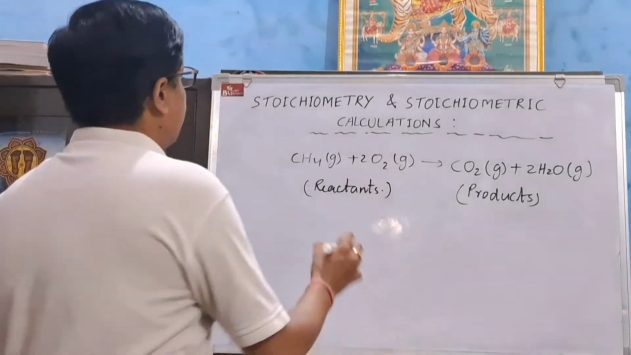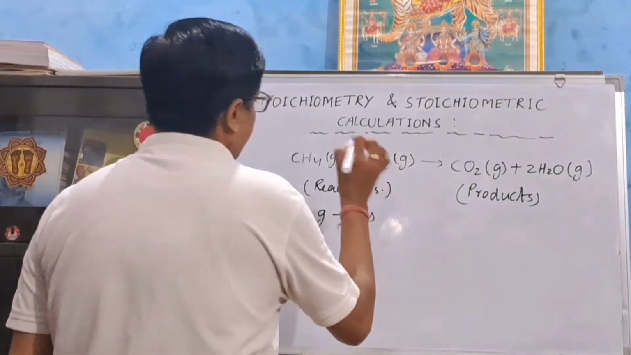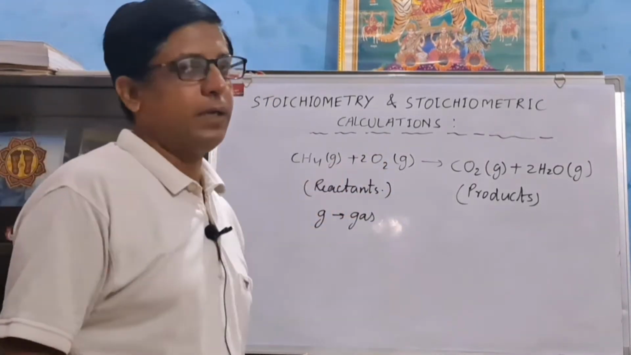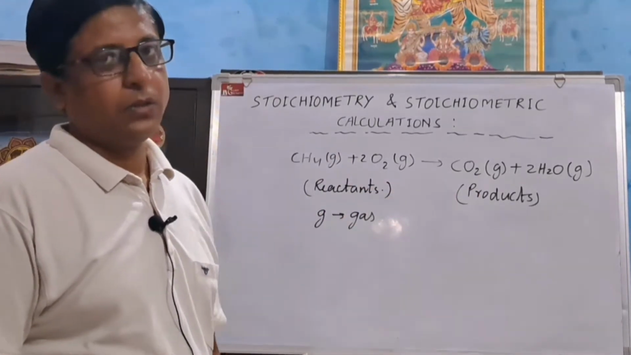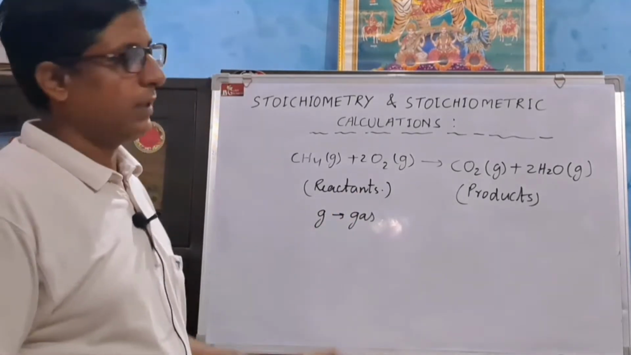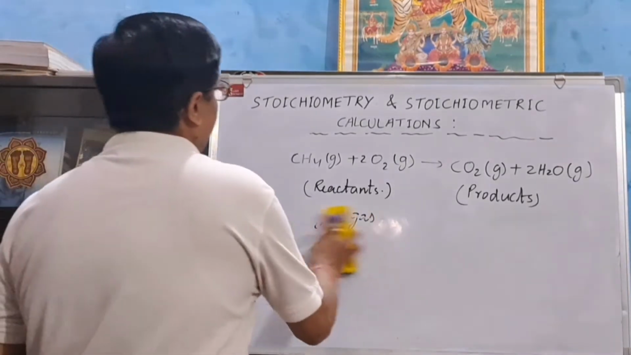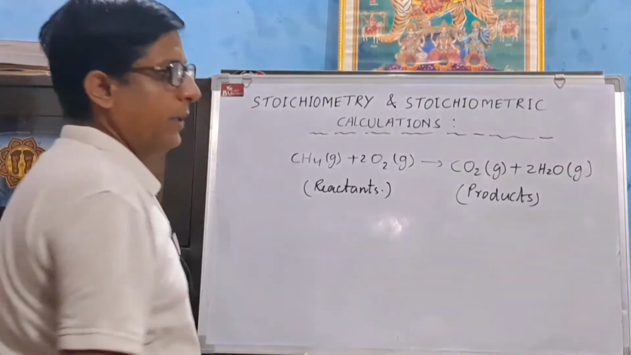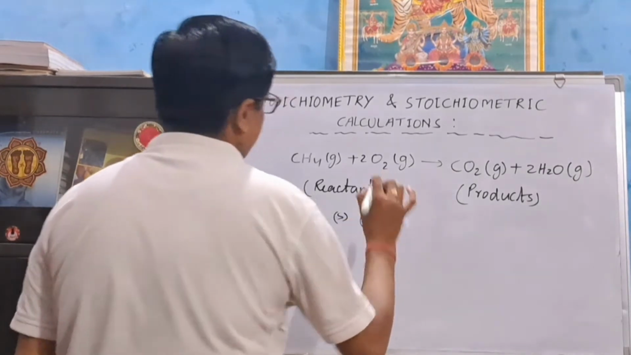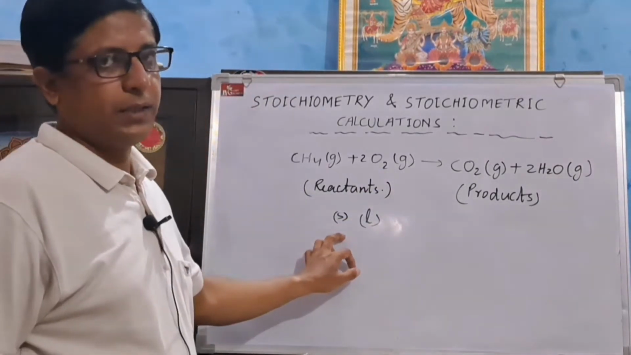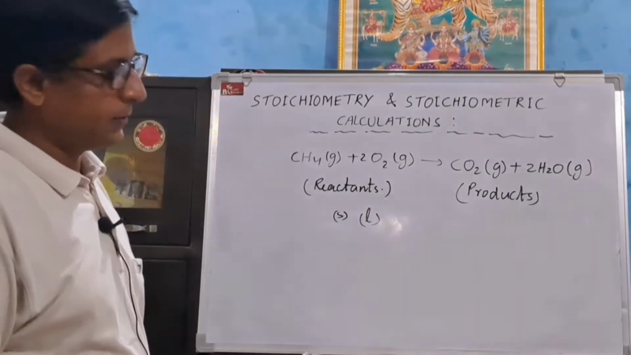Here, G represents the state of reactants and products. G is for gas. In this chemical reaction, reactants and products all are in gaseous state. In order to represent the gaseous state, the symbol G is used in a small bracket. In case of solid or liquid reactants or product, the symbol S or L is used. If the reactant is in solid state, then we use the symbol S. For liquid state, symbol L is used.